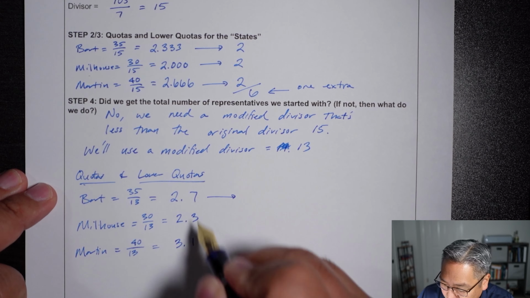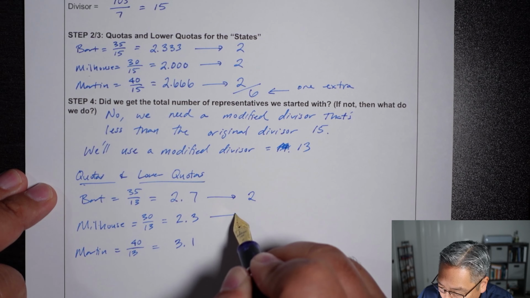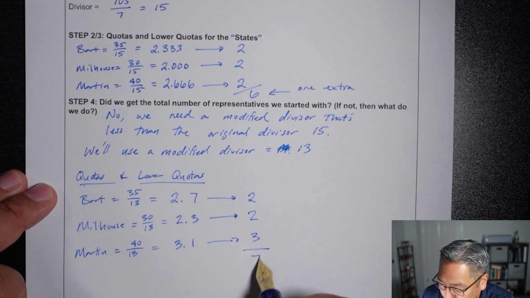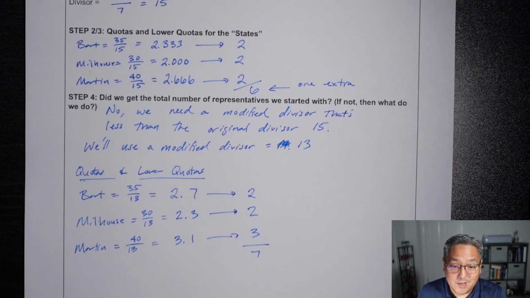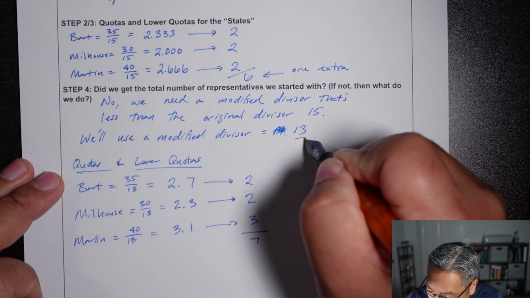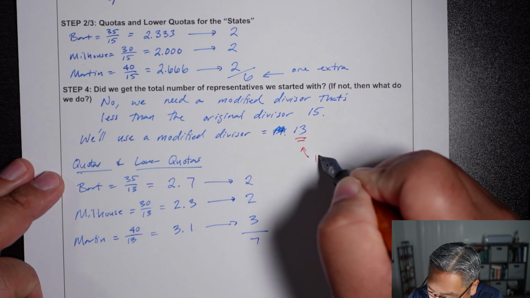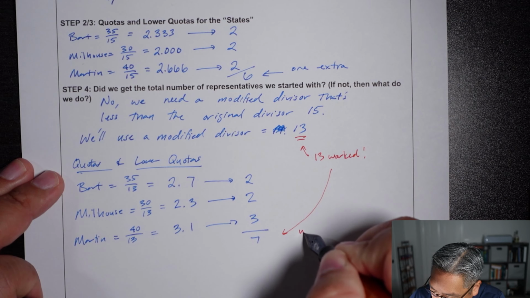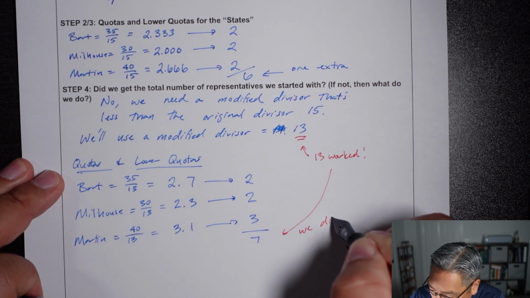Because we don't need those decimal parts anymore, this is 2, 2, 3, right? That totals up to 7, which is the number of days we were trying to give out. So in this case, this is an illustration where this modified standard divisor of 13 worked. We know that because we didn't have any extras to give out.